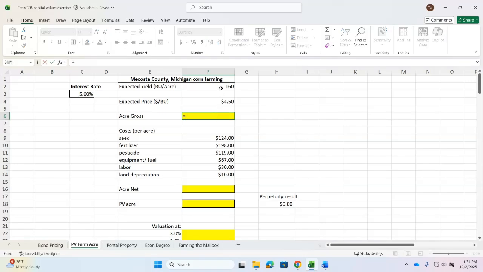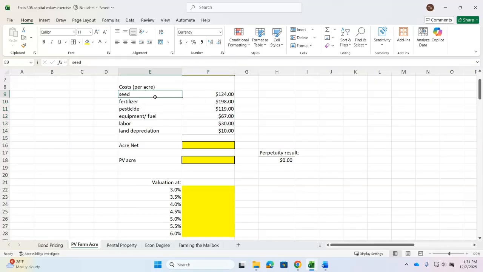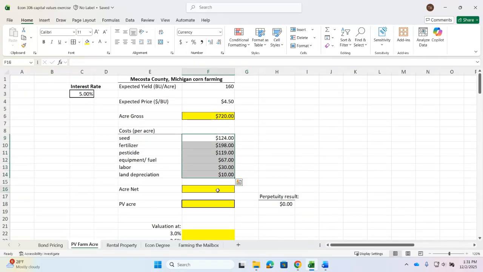So let's start by calculating the gross revenue, the bushels per acre times the price per bushel. So this land per acre is going to give us $720 kind of expected average income. Now, all of this represents the costs: seed, fertilizer, pesticide, equipment, labor, depreciation, etc. I don't know if this is super comprehensive, but it works fine enough.